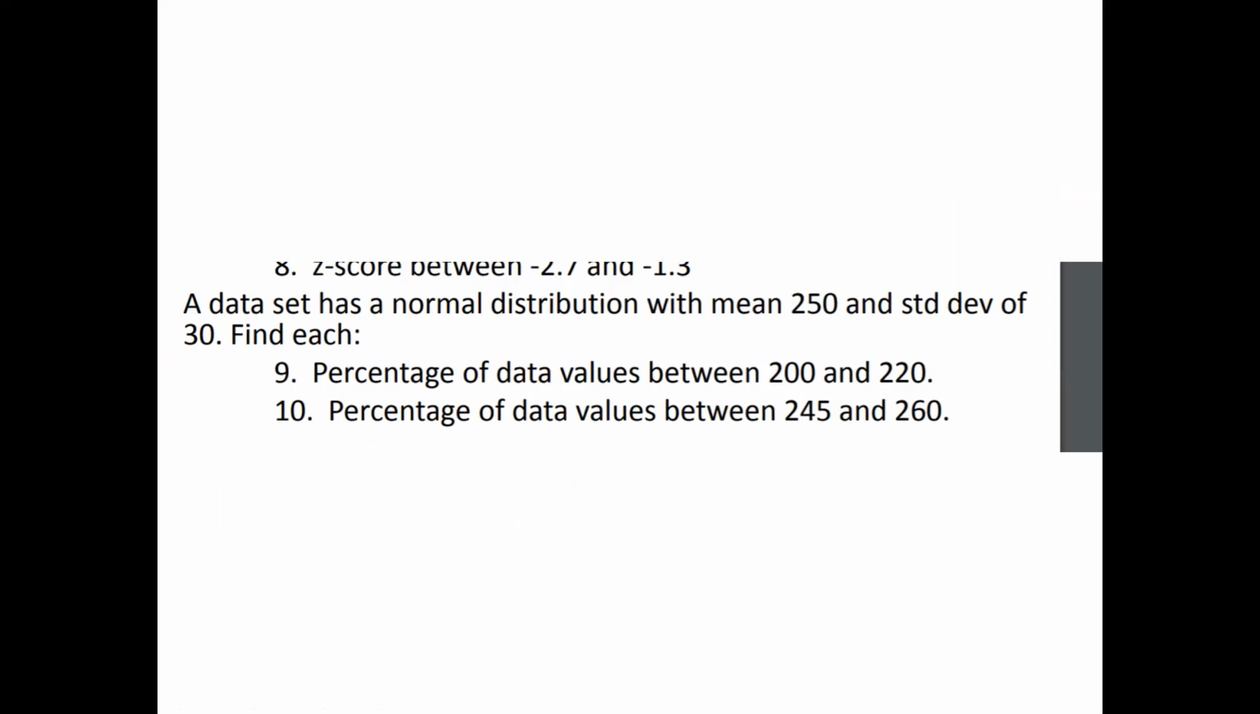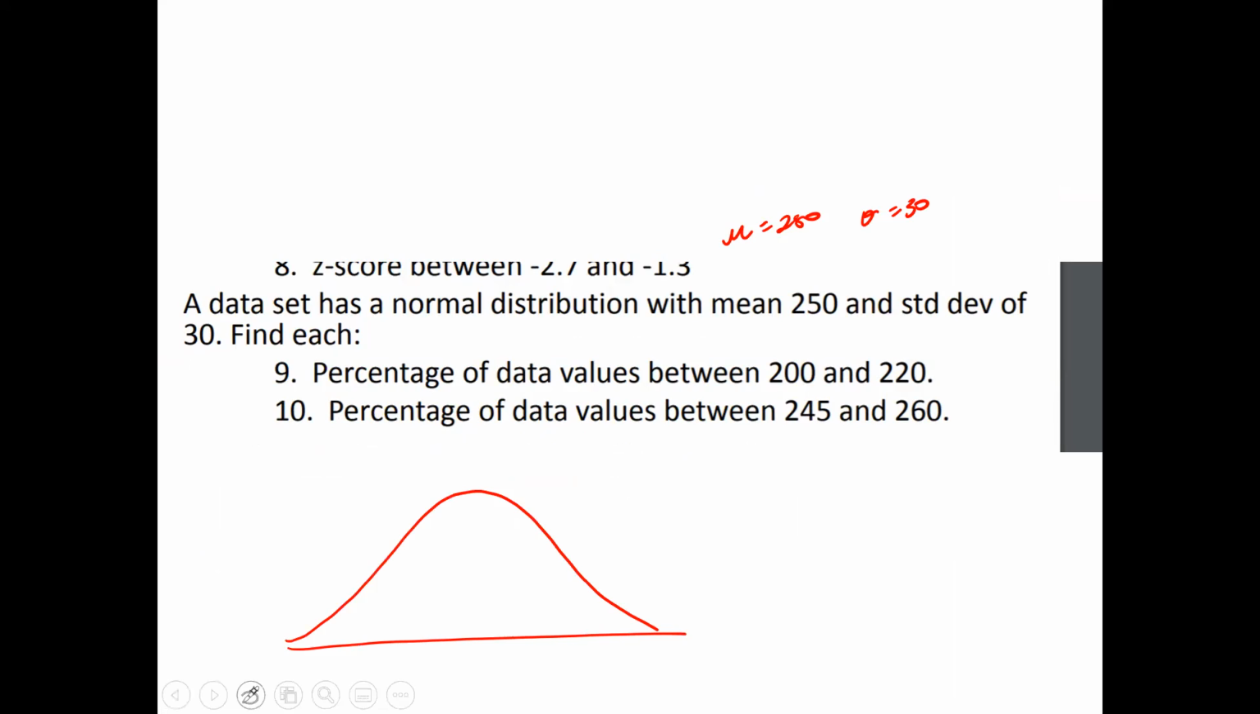It says a data set has a normal distribution with a mean of 250 and a standard deviation of 30. There are two parts to this question, and it asks you to find the percentage of the data between 200 and 220. So the best thing that you could do is start off with your diagram. Label the mean as 250. Now, you want to know what percentage is going to be between 200 and 220.